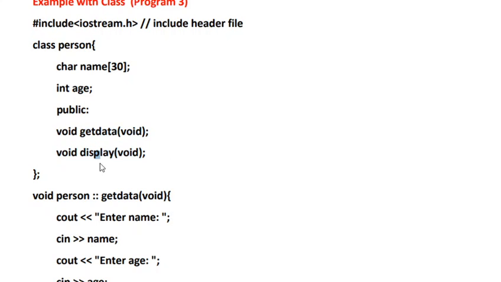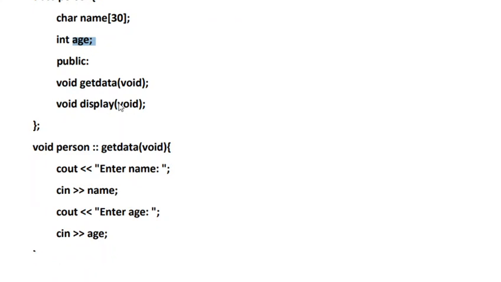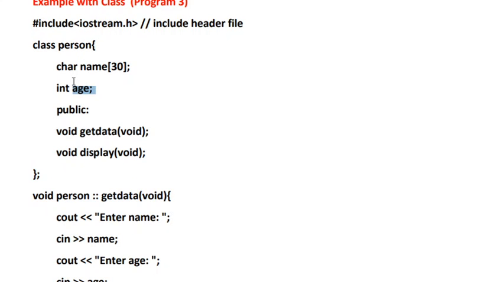Now we can use getData and displayData in order to read values into name and age and extract values from name and age. That is the way the implementation is done. The data members are kept private, and the member functions are kept public, because as we discussed in the previous class, the member function acts as an interface between the C++ program and the data of the object.